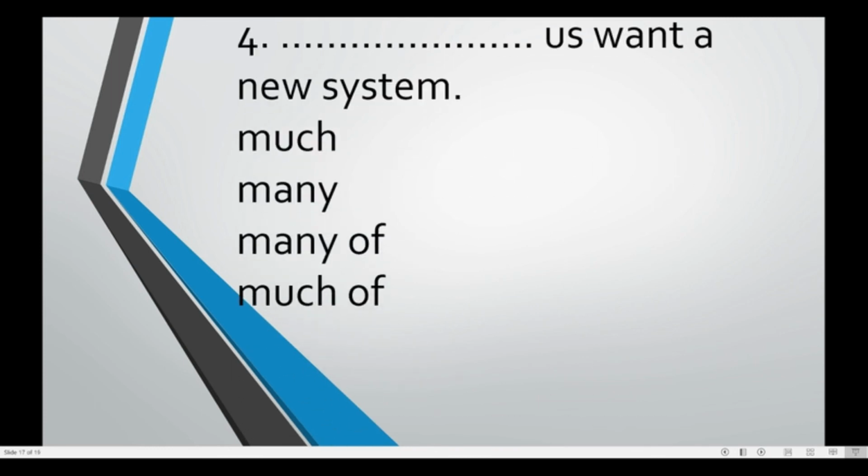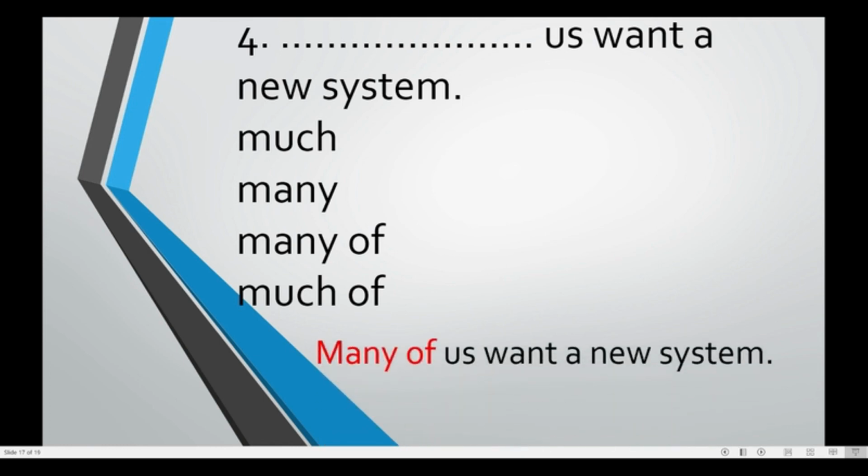Next. Dash us want a new system. Here, us is a plural pronoun, and with plural pronouns, we have to use many of. With pronouns, we have to use of, and here it is plural, therefore, much is not possible. So, the correct option here is many of us. Many of us want a new system.